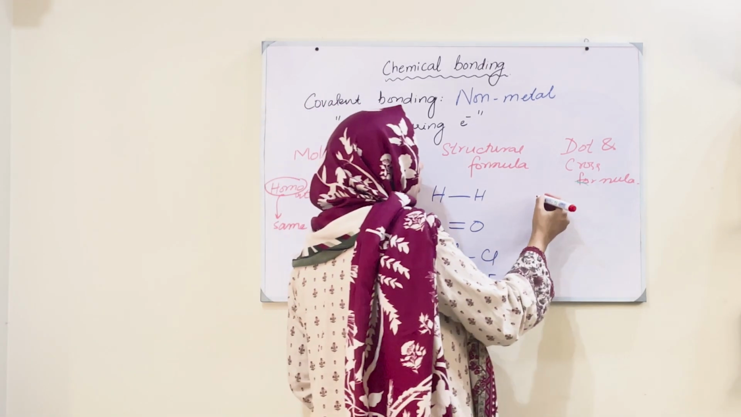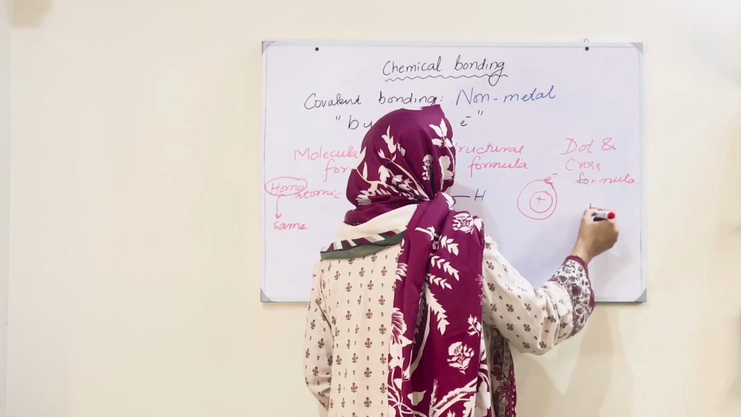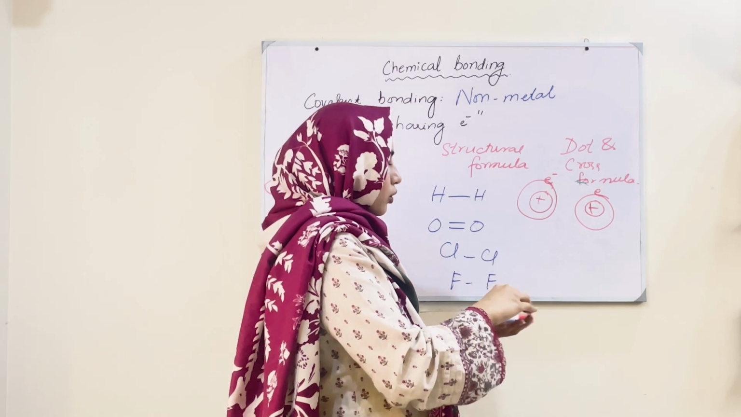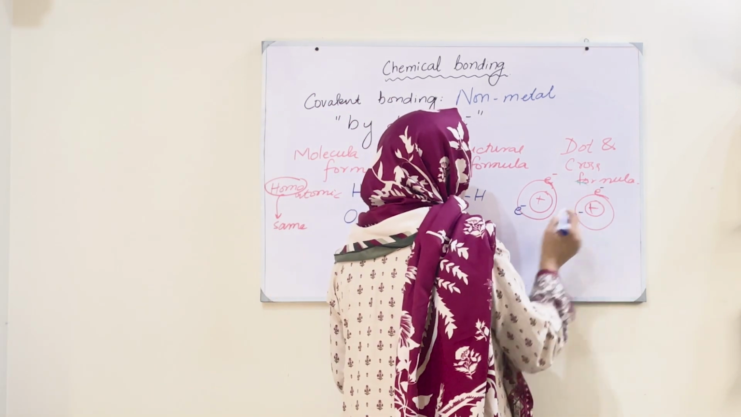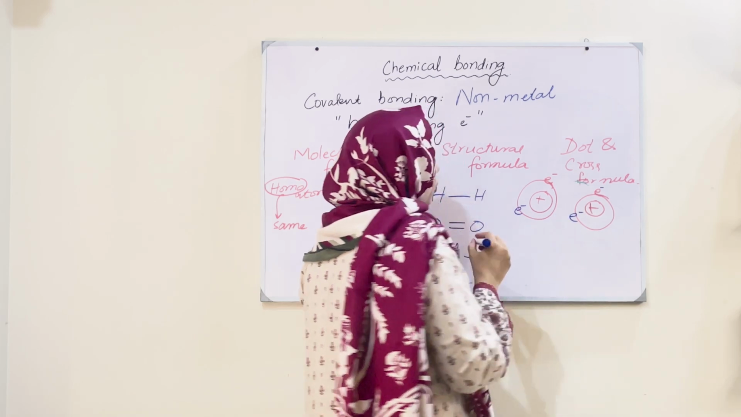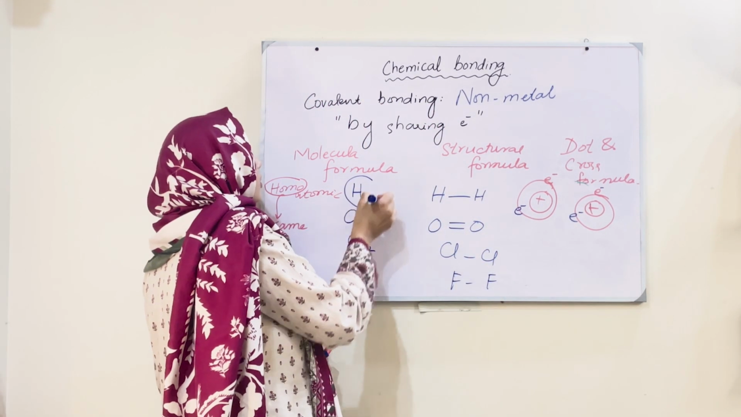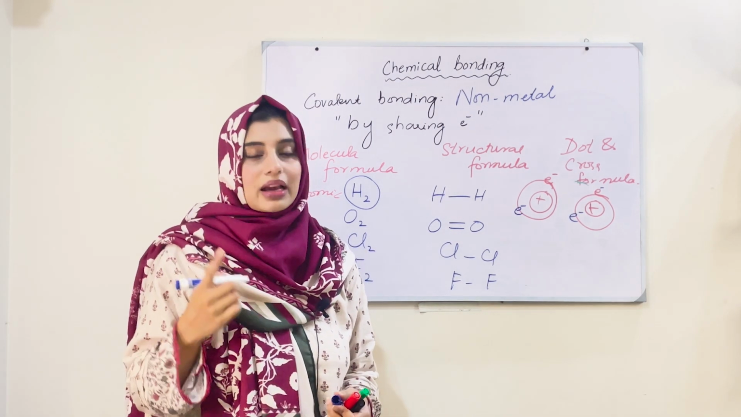Now hydrogen, this is hydrogen and it has 1 electron. This is another hydrogen and it has 1 electron. Both of these hydrogens will come together and they will share their electrons. This is the shared electron. So both hydrogens are now stable and it forms a homodiatomic molecule.